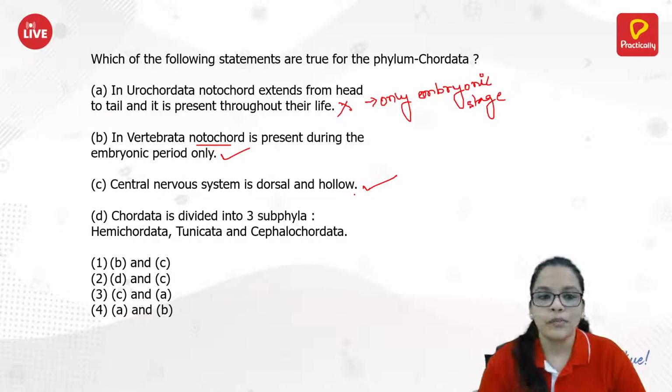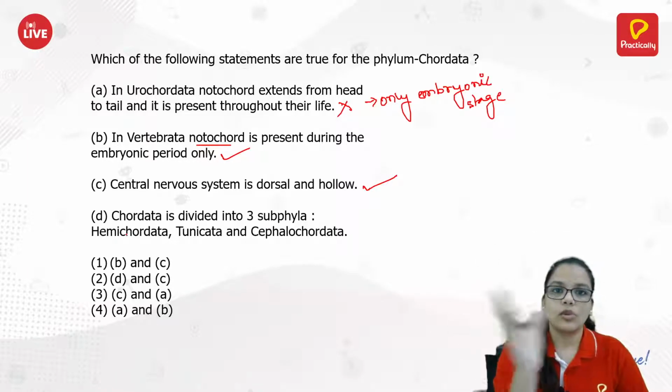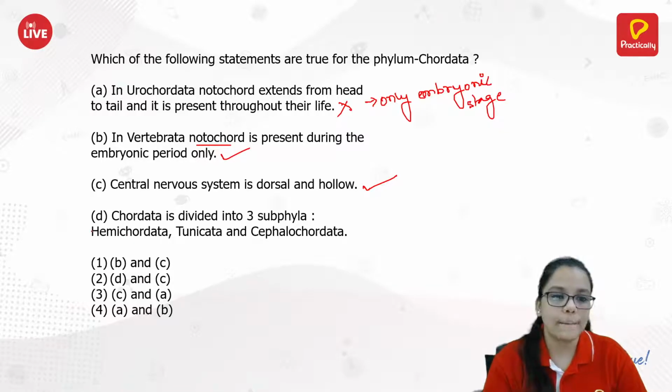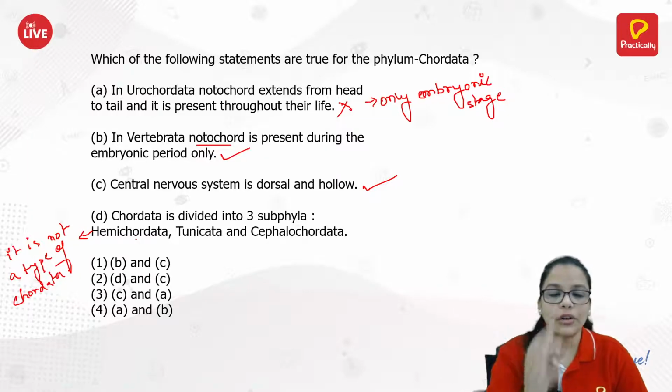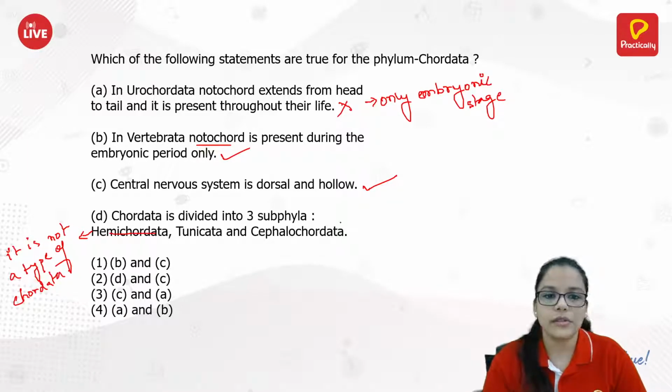Now, chordata is divided into 3 subphyla: hemichordata, tunicata, and cephalochordata. No, it is divided into 2. Okay, hemichordata is not a type of chordata. Okay, it is prechordata, so that is not there. So this is wrong. So the answer is B and C, that is 1.